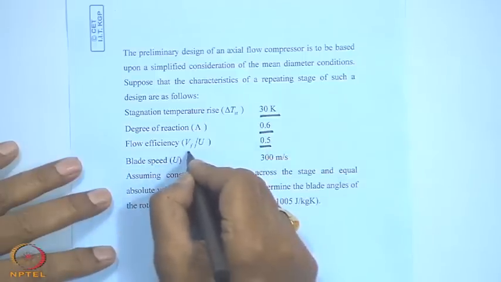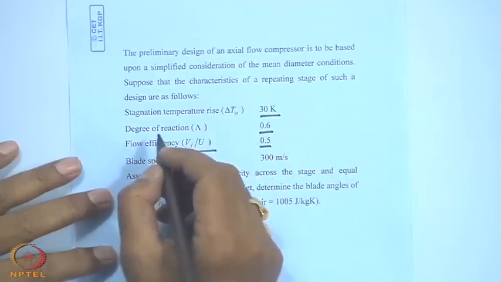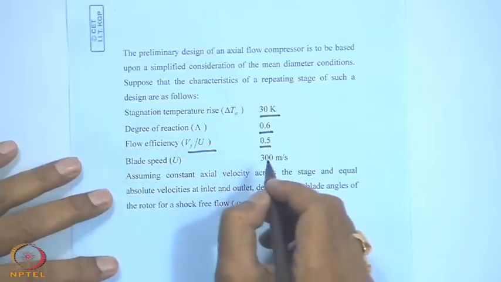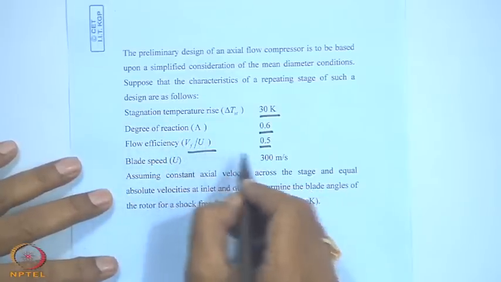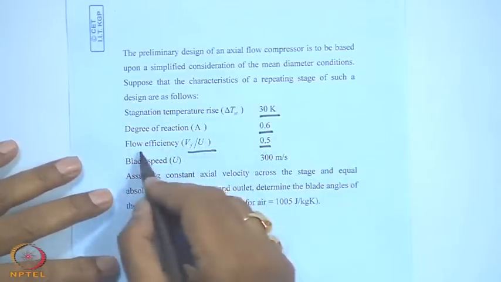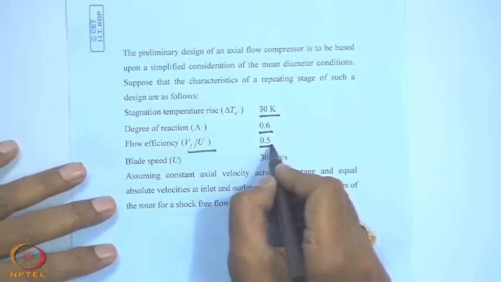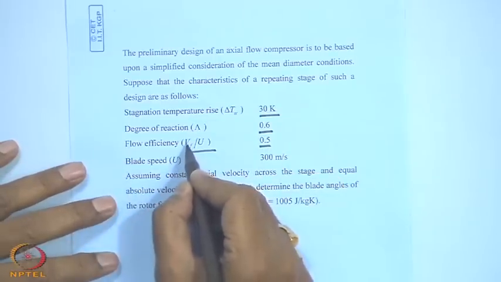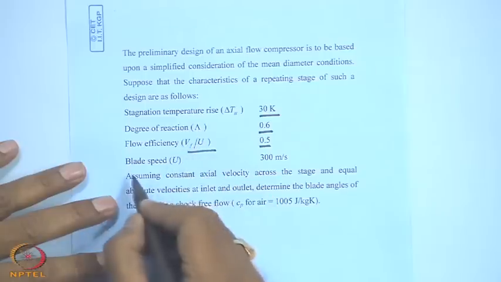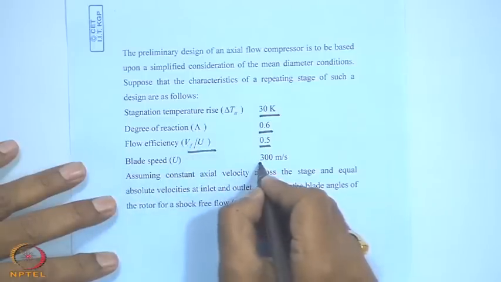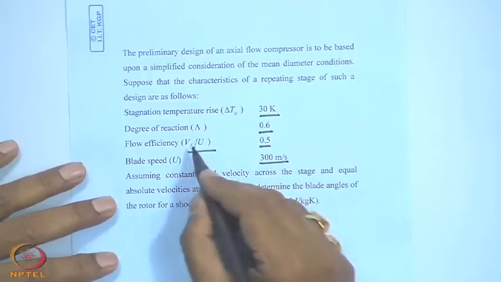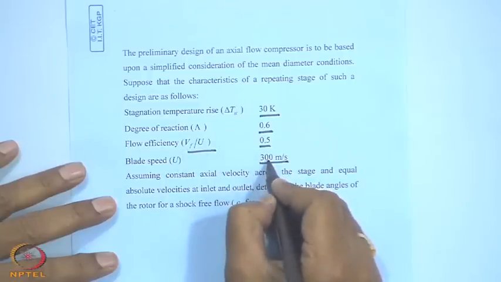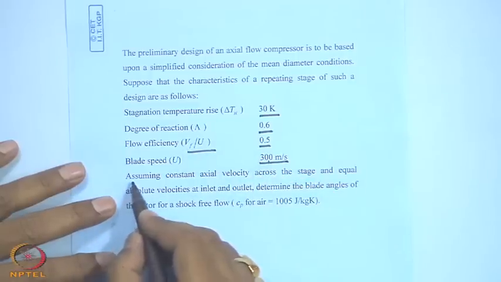Flow efficiency is given as 0.5. But this is actually not flow efficiency; it is better to write it as flow number. Vf by U is actually the flow number, though sometimes it is written as flow efficiency. The flow number is the ratio of flow velocity to the peripheral speed. The peripheral speed is also separately given, 300. That means we get Vf by multiplying 0.5 with that. Then what is the problem?